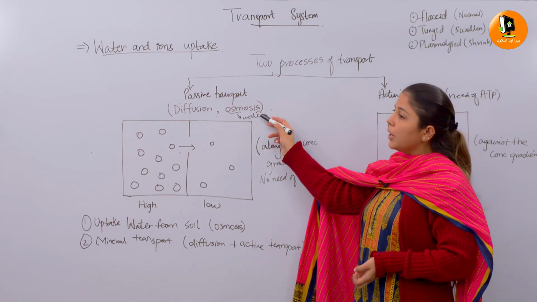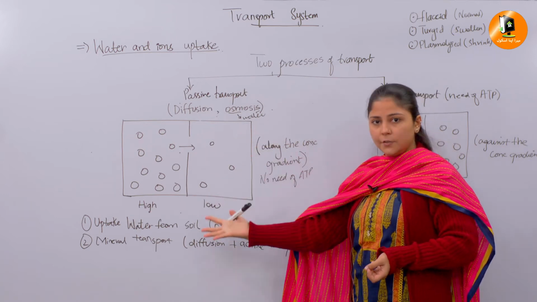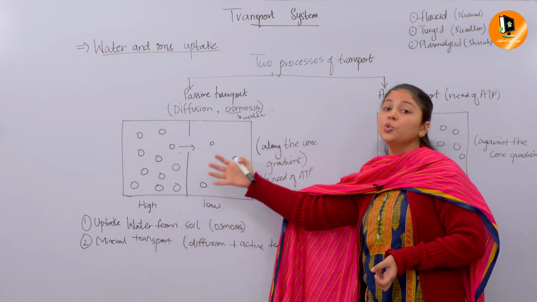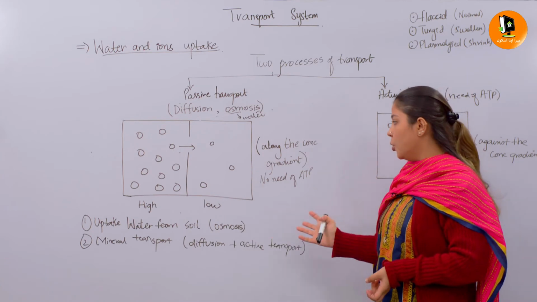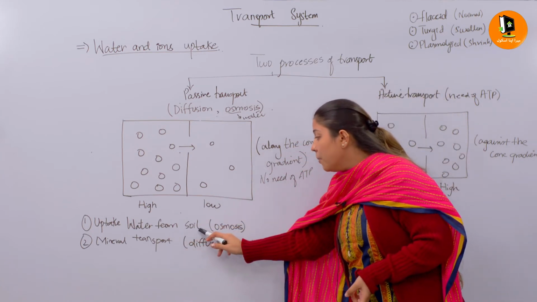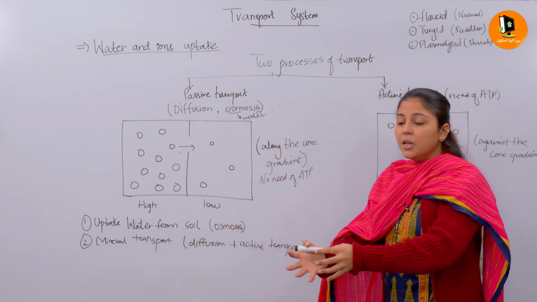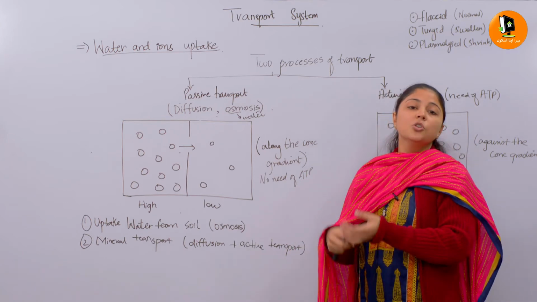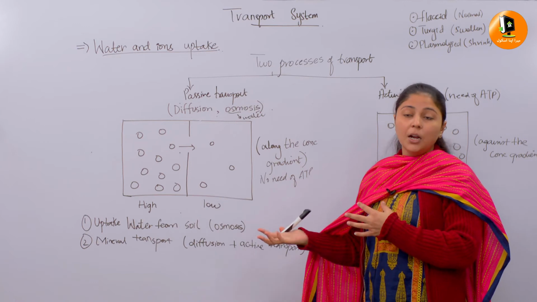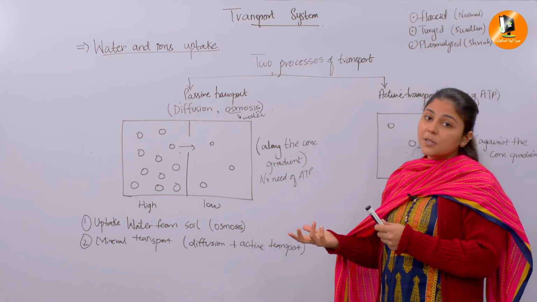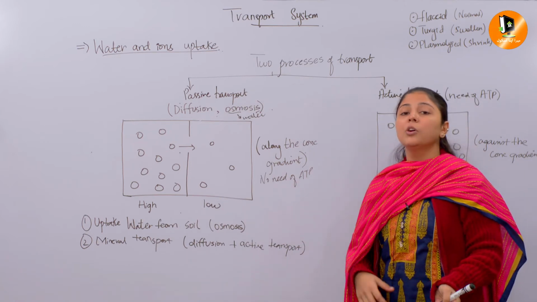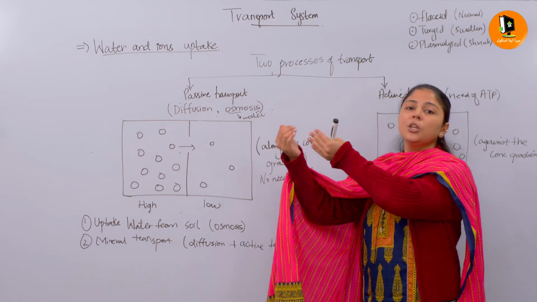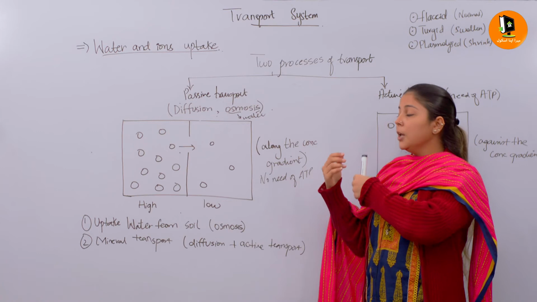And you know very well osmosis is a type of passive transport, where molecules move from the higher concentration to the lower concentration. So the uptake of water from the soil, that is, the roots absorbing the water from the soil to the rest of the plant. Yes, osmosis takes place because in the soil, when you are watering them, the molecules are moving from the higher concentration to the lower concentration.